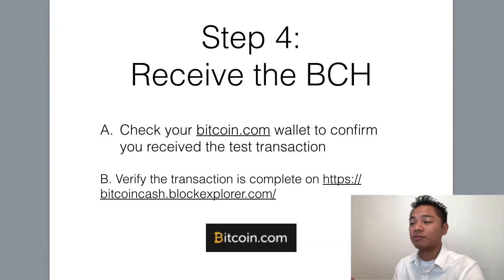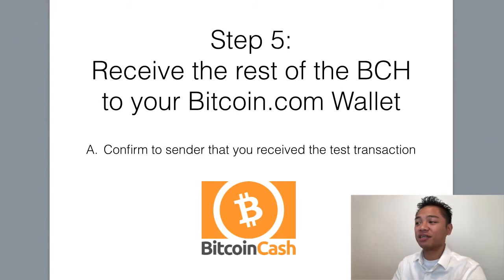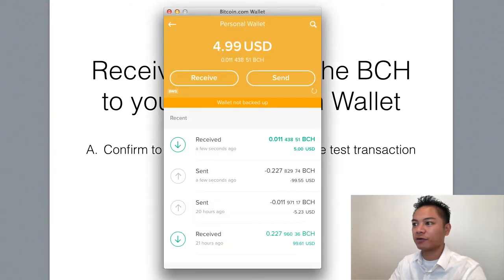Let's move on to step number 4 here, which is to receive the BCH. We can confirm that. We just have to check our wallet to see that we received it, and it looks great here. The last step here is to receive the rest of the Bitcoin Cash to your Bitcoin.com wallet, and you just have to confirm to the sender that you received the test transaction. You do want to email them, let them know that you received the $5 or $6, and once you do, they'll send you the rest. I'll go ahead and show you how that looks right now.